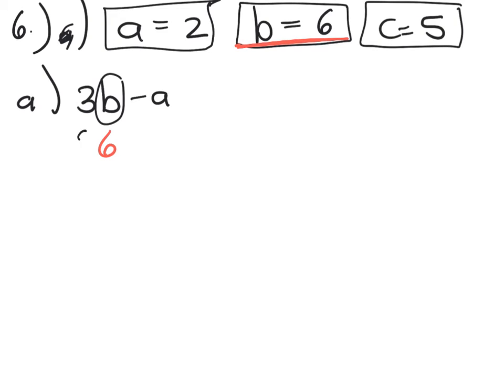And so it's 3 times 6. Please remember when it's right next to it, it means times. I also need to subtract A. Now A is a 2. So I'm going to replace that with 2. I don't need a bracket there. That doesn't matter. That's 18 minus 2. That's 16.